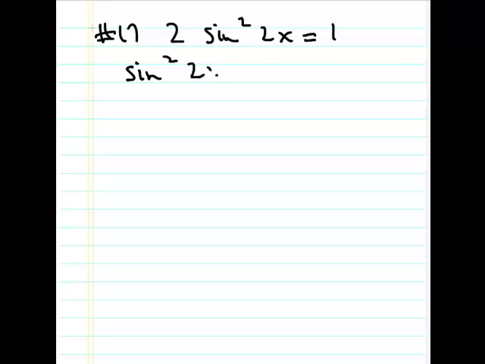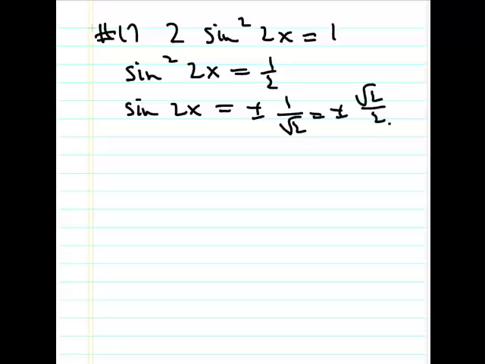Question 17. Here we have 2 sine squared 2x is equal to 1. We're going to isolate the trig function first and get sine squared of 2x is equal to 1/2. Taking the square root, we're going to get sine of 2x is equal to plus or minus 1 over the square root of 2, which is plus or minus square root of 2 over 2.